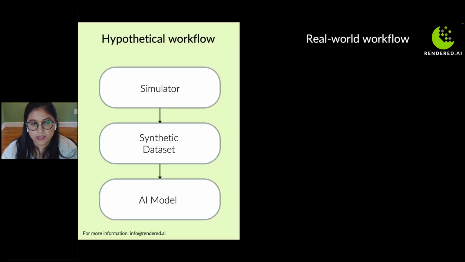So now that you've seen examples of synthetic data, you know that it's useful, you would assume that this is the workflow that's required to use the data and train an AI model. You think all you need is a simulator, you get your data set, then you can just feed it into your AI model, train it, and then you're done. You got your AI model, it's ready to go. But what we found is in the real world, that's not the case.